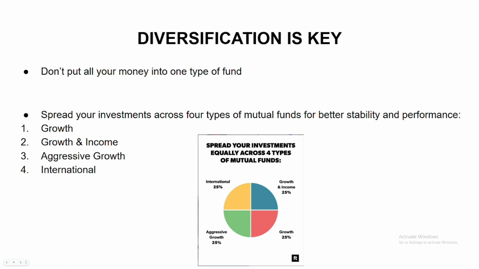Diversification is key. You shouldn't put all your money into one type of fund. There are 4 main types of funds that you should spread your money across. You need to spread your investments across 4 types of mutual funds for better stability and performance. These main ones would be growth, growth and income, aggressive growth, and international growth.